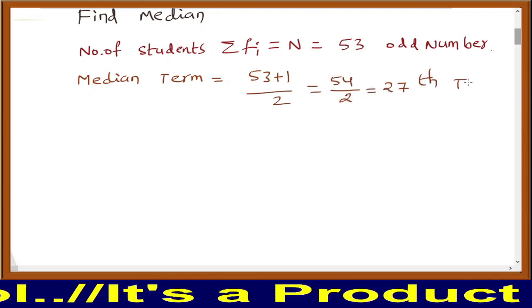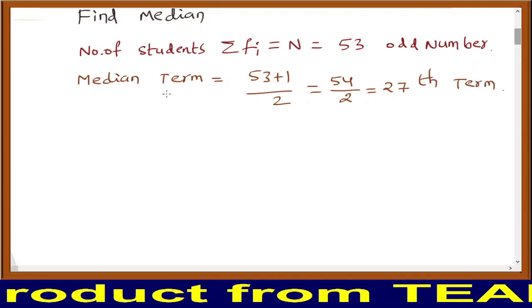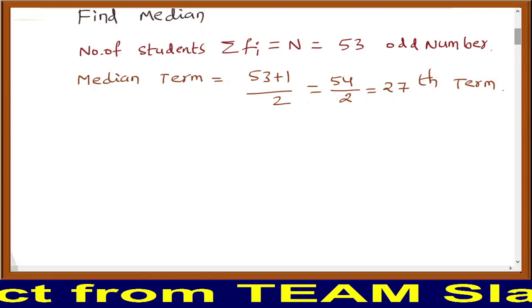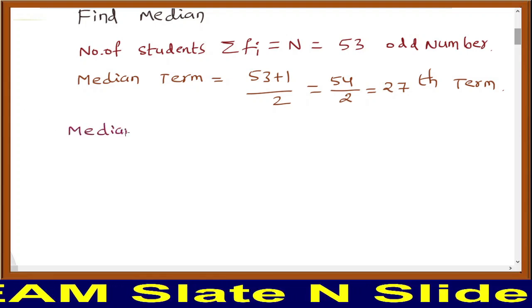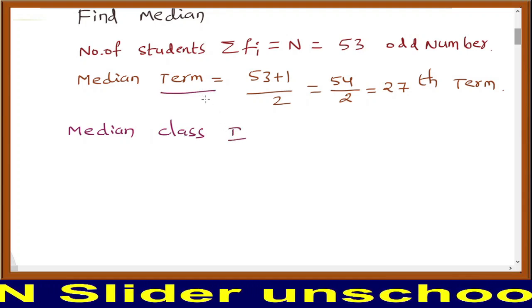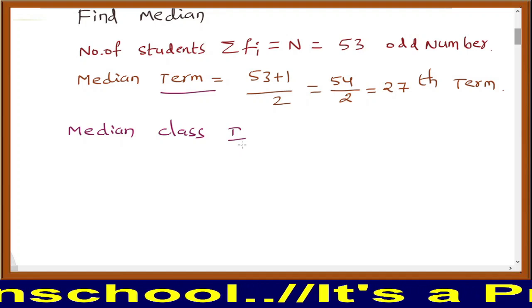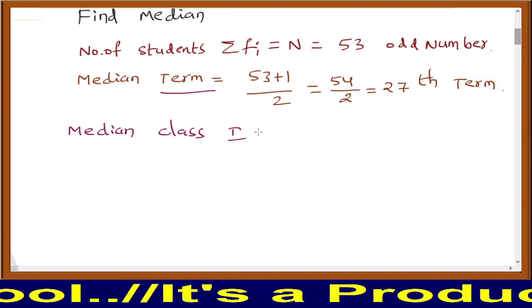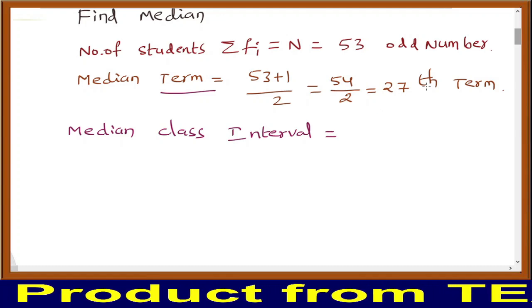So the 27th term will be the median term. Here instead of term we can use the class interval, so the median class interval we have to find out. The term is used for an ungrouped frequency table. Here we are writing a grouped frequency table, that is why instead of term we use class interval. So the median class interval is what we have to find out.